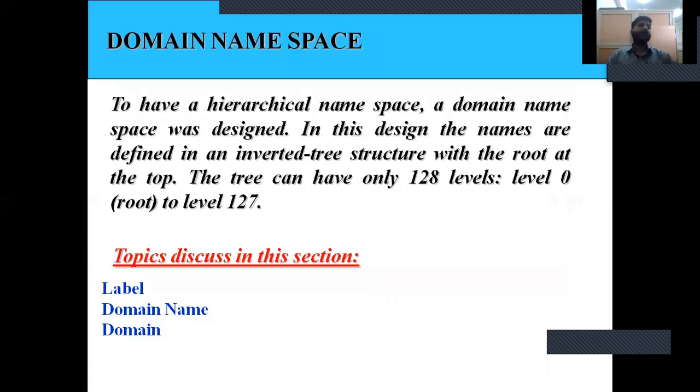Now the domain name space. To have a hierarchical name space, a domain name space was designed. In this design, the names are defined in an inverted tree structure with the root at the top. The tree can have only 128 levels, level 0 (the root) to level 127. In the domain name space, we discuss the following topics: label, domain name, and what a domain is.